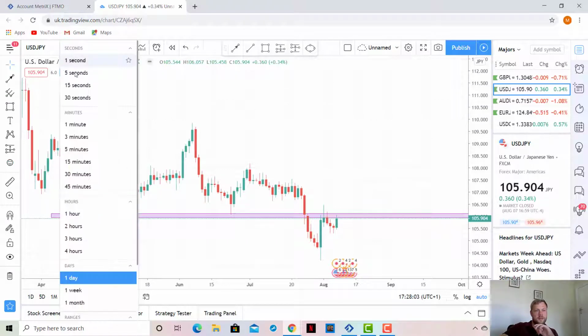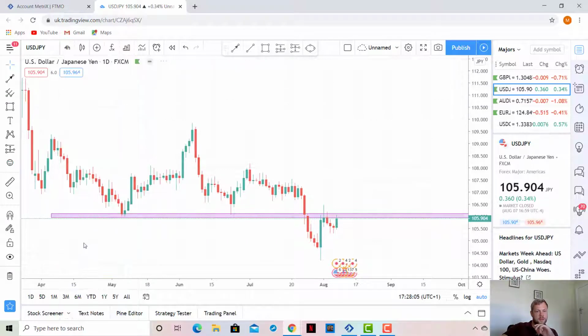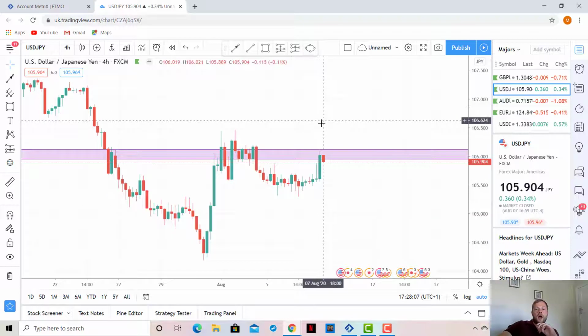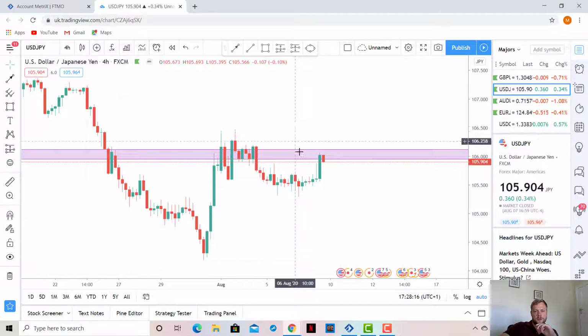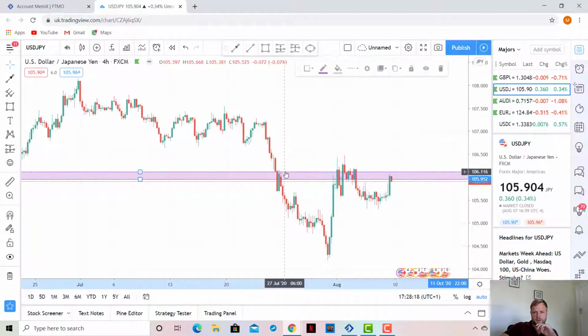So what will I be looking for? We'll take it to the 4 hour chart. I'll move this just for the purposes. So when you do move between the time frames, you will get this. Why is that not moving? There we go.